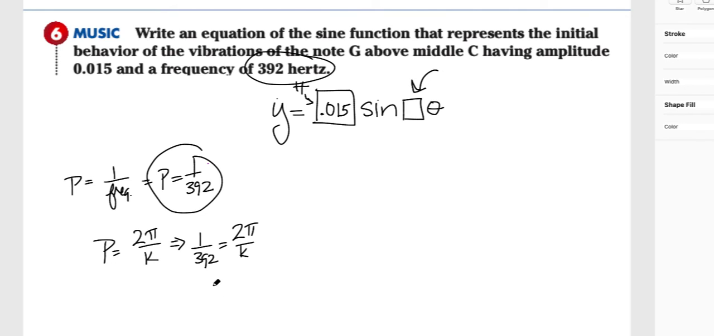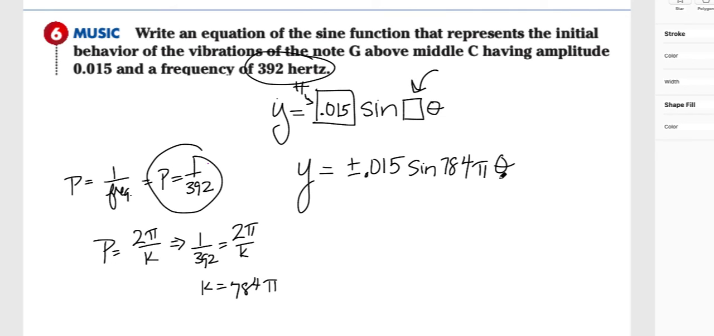k. And if I were to solve this, I'd get that k is equal to 2 pi times that value, which is going to be, I'm trying to do it in my head, let me just write it down, 784 pi. So k is equal to 784 pi. So my equation could be either plus or minus 0.015 times the sine of 784 pi theta.